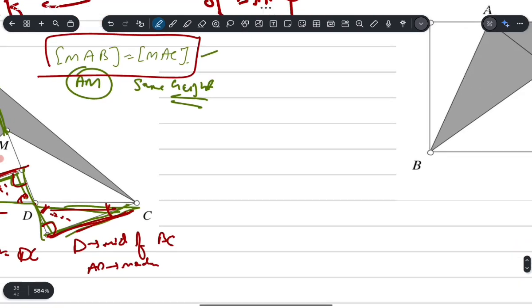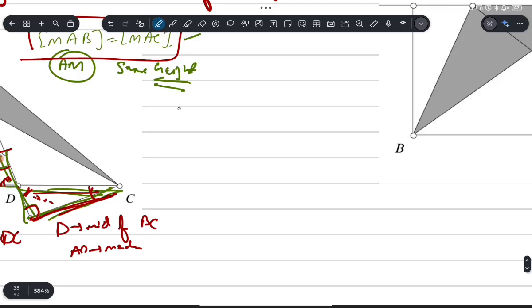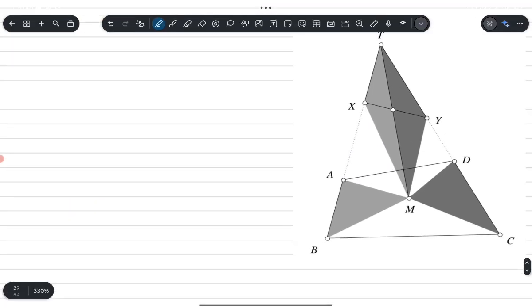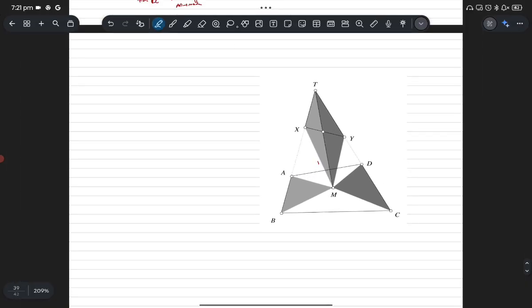All right. Now, for the outside case, let me just move this diagram.